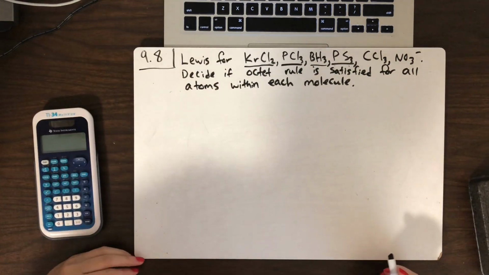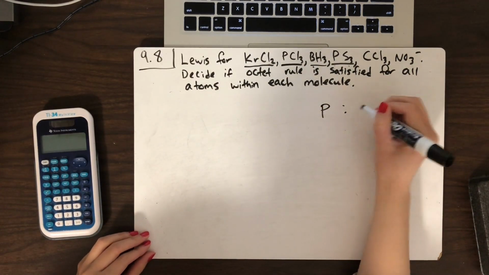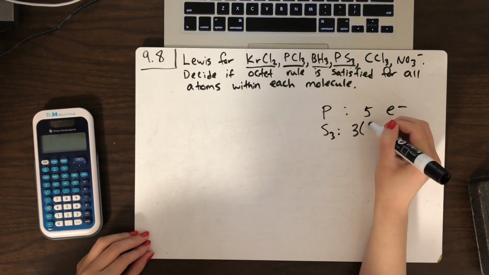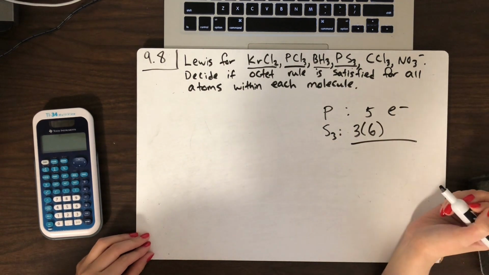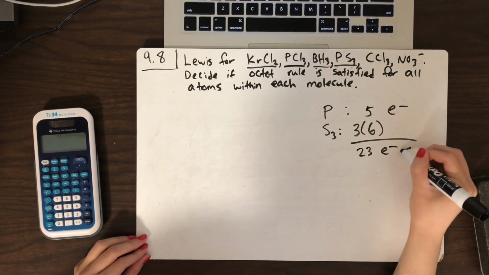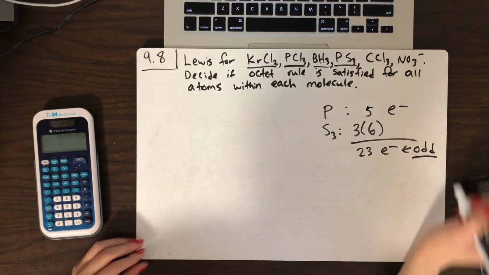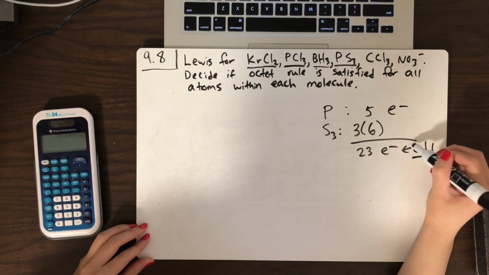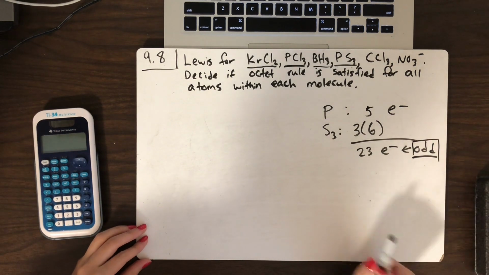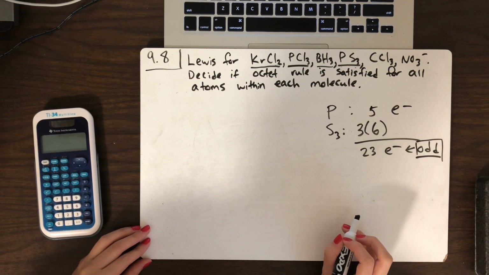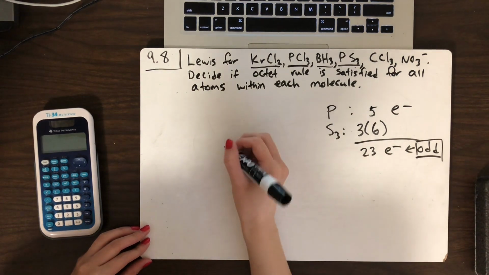The next one, PS3. So P has 5 valence electrons, and then each sulfur has 6. So 5 plus 18 is going to be 23 electrons. Right off the bat, we can see this is an odd number of electrons, so we're never going to have everything perfectly paired. If you're satisfied, you can stop here and say odd. If you want to know what the Lewis structure would look like, basically it's impossible to get everyone perfectly happy.